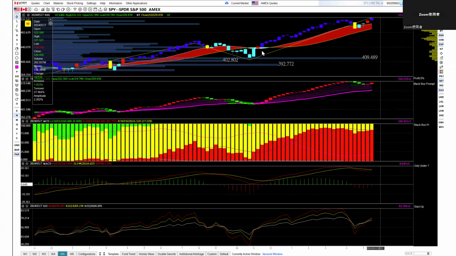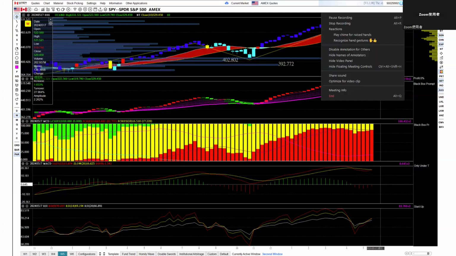So we have the momentum, we have the whale accumulation. So we have everything, and the MACD, both lines are curling up. Okay, so we have all these indicators.